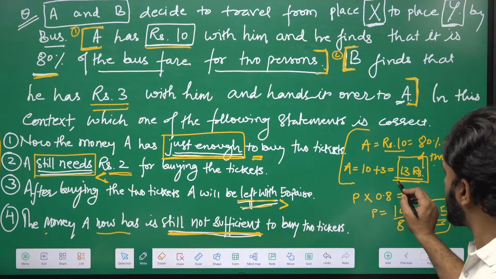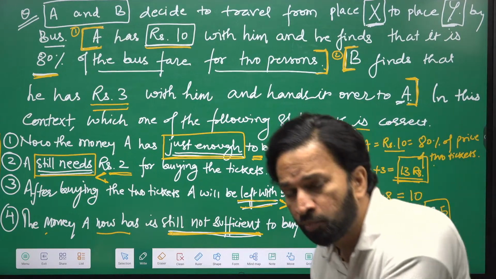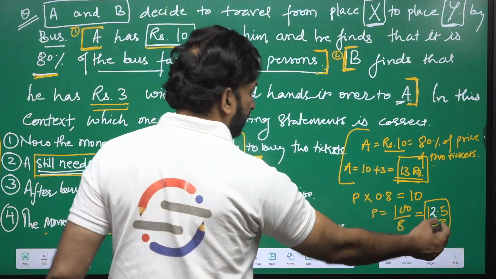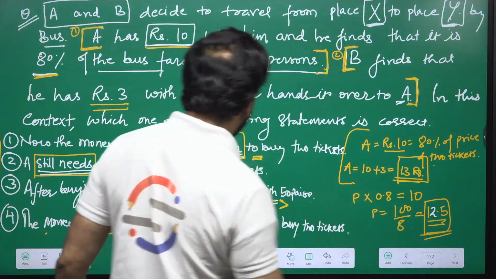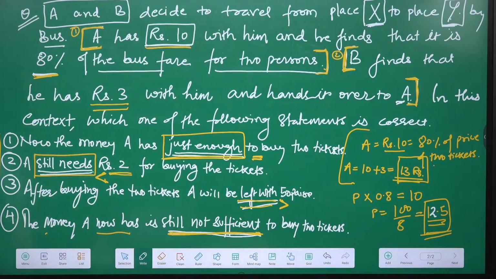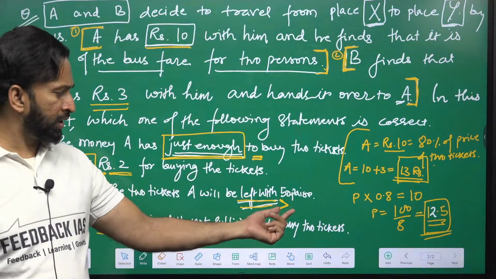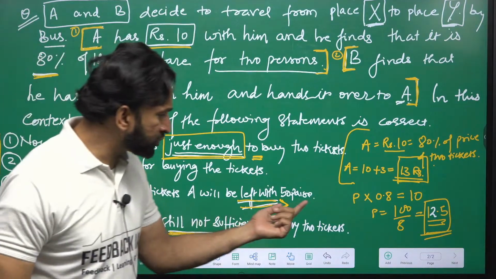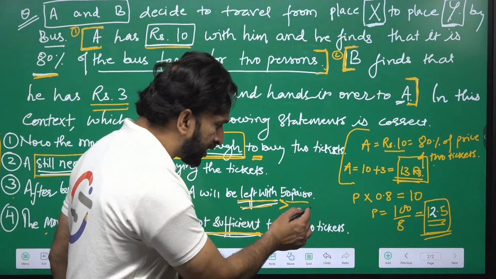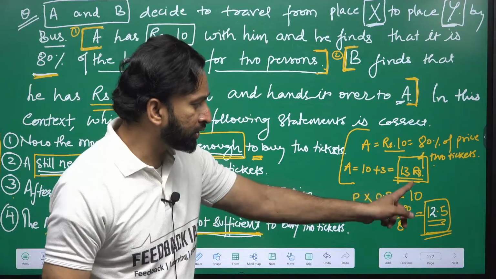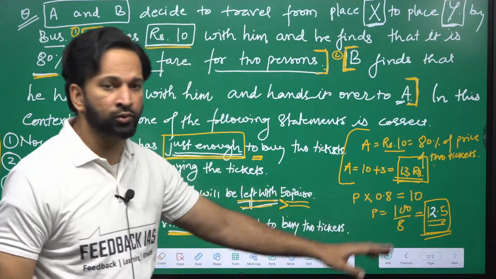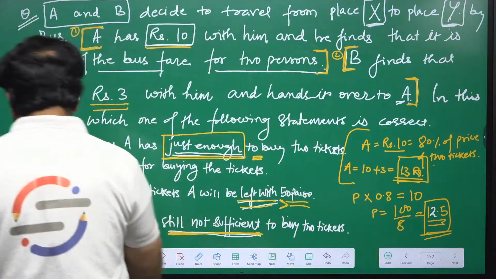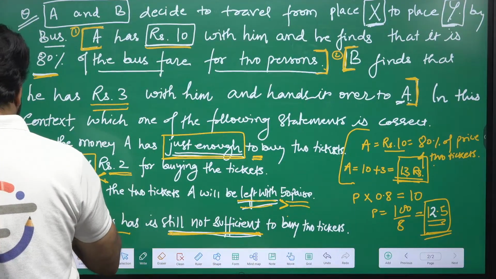So it means that A has more money than the price required for buying 2 tickets. So where we saw that more money, that is the case, statement 3. How much the difference is, here it is mentioned 50 paisa. So 13 minus 12.5 comes out to be 50 paisa, right? So C is the correct answer.